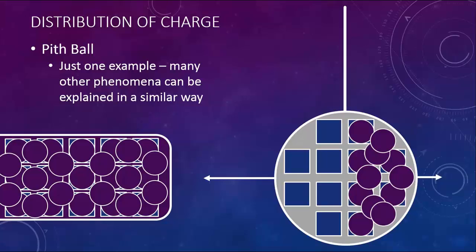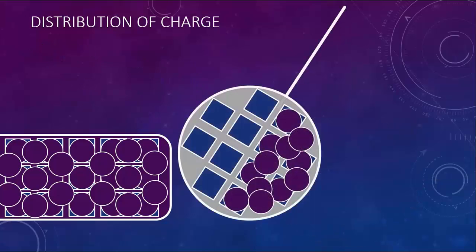This means that the pith ball feels a net force to the left, and will be attracted to that negative object we've brought nearby. Think about that for a second. You know that a negative object is going to attract a positive object, but did you ever think that a negative object would attract a neutral object? Do you think a positive object could also attract a neutral object?